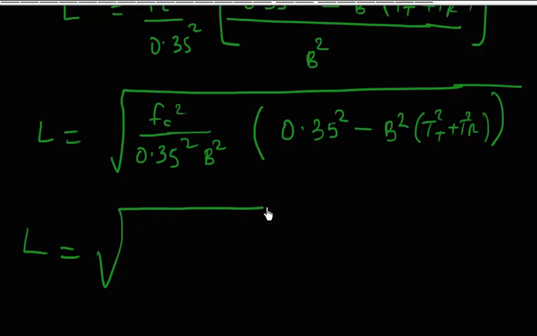I can do this again too. FC square over B square, right? This 0.35 will make this guy to be 1. I want to take this 0.35 into the bracket. So this guy will become 1, because you divide.